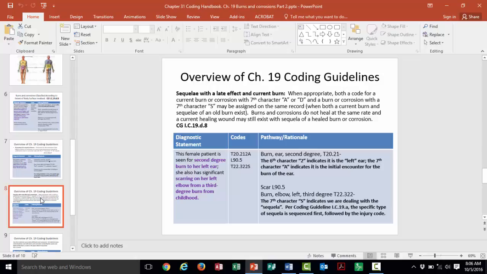Sequencing is really important. I think it's some of the hardest things for us to learn. But if we read our statements, read the way the doctor says it, and follow the guidelines that step you through how to do it, it isn't as hard as it seems. You just can't get away from going back to those guidelines for direction of how you would sequence codes.